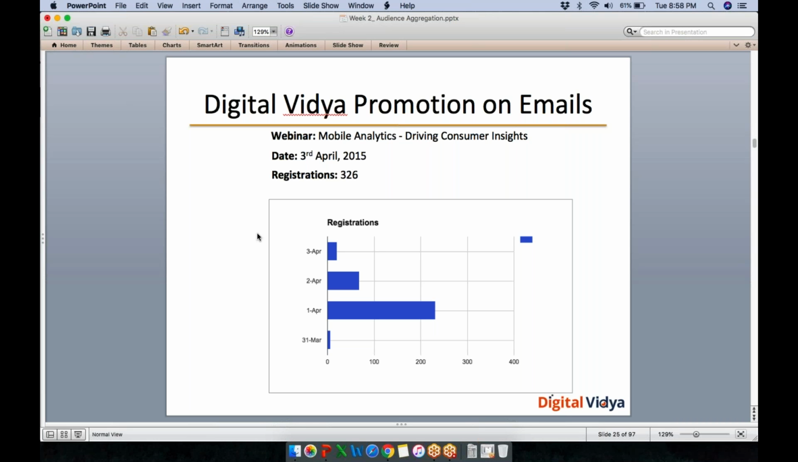How much does that math come to? 25,000 into 10 rupees a click? 2.5 lakhs. Absolutely right. Which means if I am going to do a webinar, I would need to spend 2.5 lakh rupees to get 326 registrations. Yes, no, maybe? Yeah, if advertising only, yes, exactly.